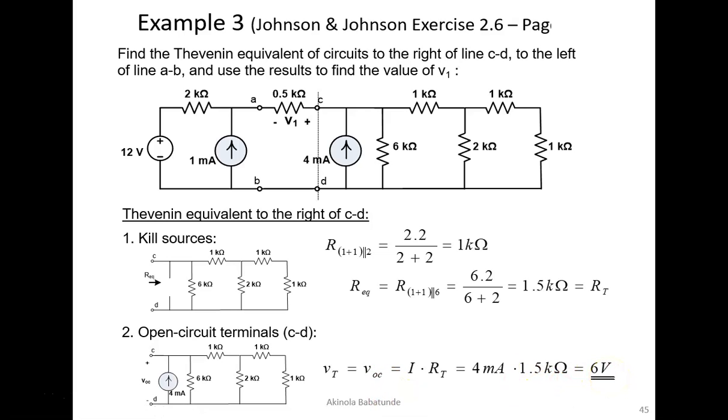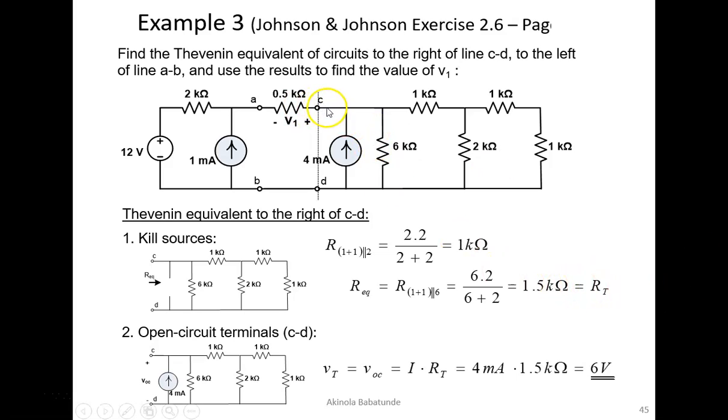So that's all about the right hand side of line CD. Now we want to look at the left hand side of line AB. Don't forget that now that we have our R equivalent and our V Thevenin, everything we have on the right hand side of this CD can be represented with a voltage source and a resistance. That voltage will be the open circuit voltage, which will be 6 volts, and the resistance will be the equivalent resistance, which will be 1.5 kilo ohms.